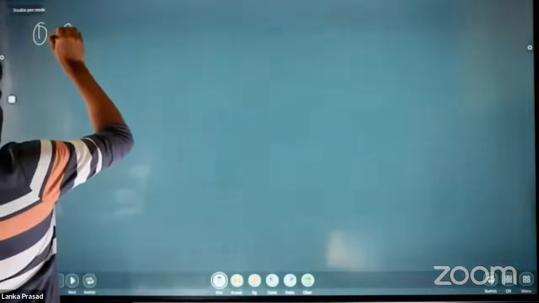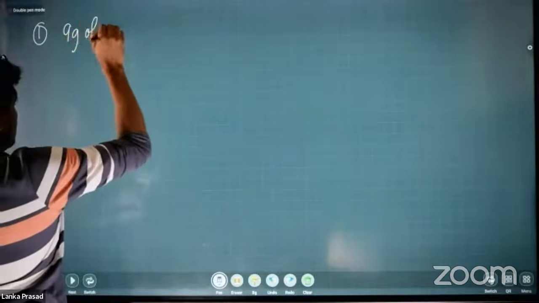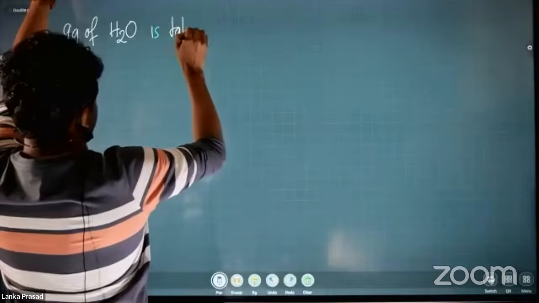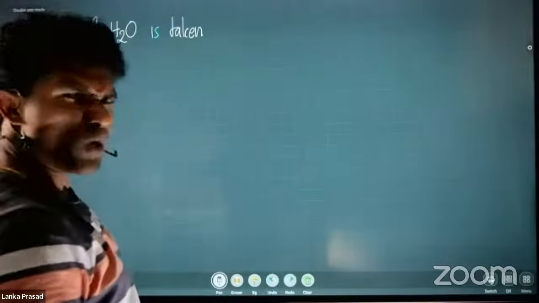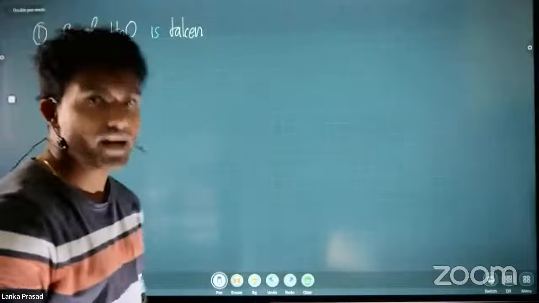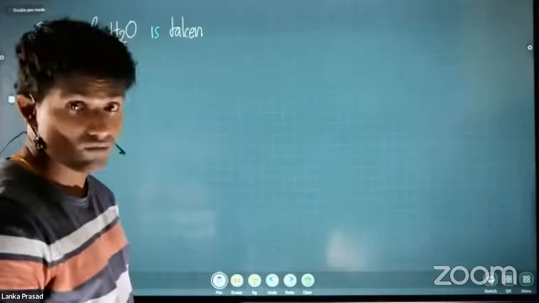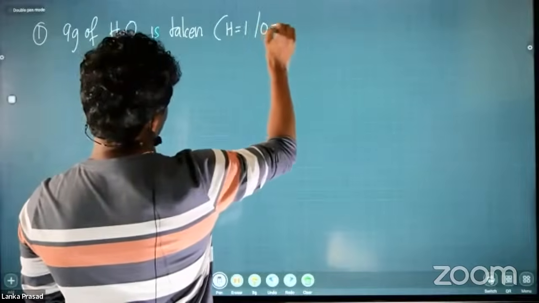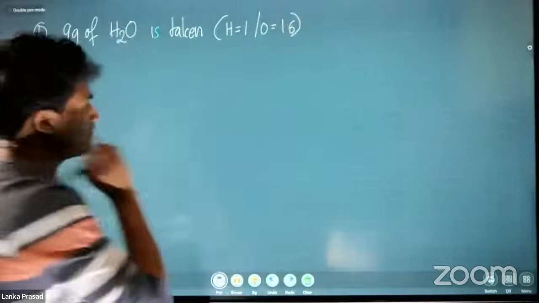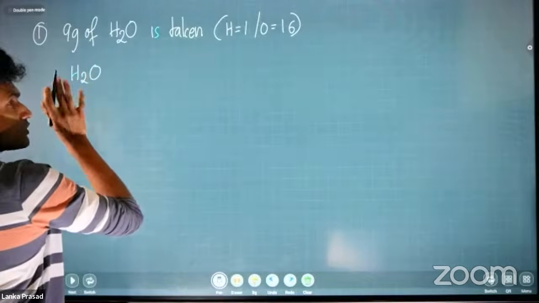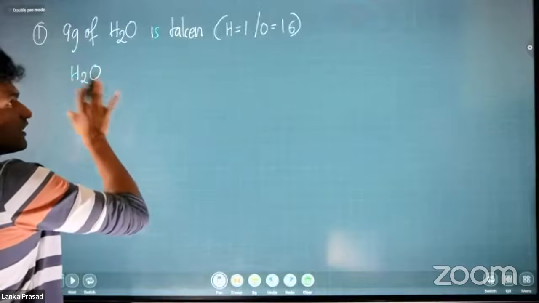Look at it. Now look at that. 9 gram of water is taken. By looking at that, we can say water means it's not an atom. It's a molecule. They given H1, O16. Please find the relative molecular mass of H2O.